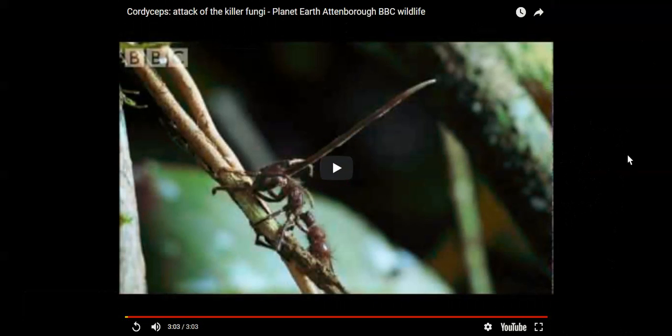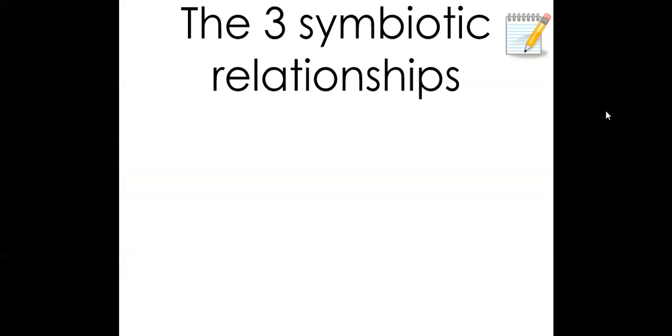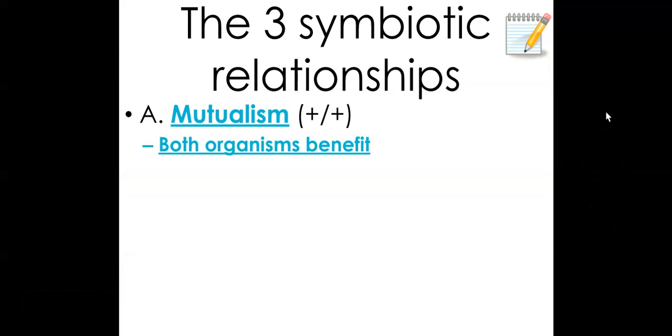Okay, that was pretty gross, but moving on. Now, the 3 symbiotic relationships. A, mutualism. Both organisms benefit. Okay, so if there's mutualism, both organisms benefit. Positive, positive, plus, plus situation, win-win situation. You benefit, I benefit.